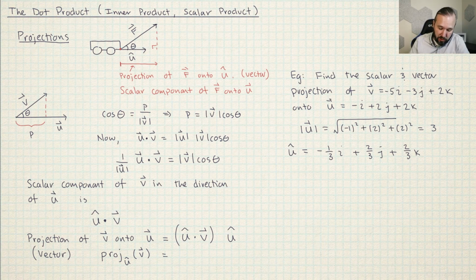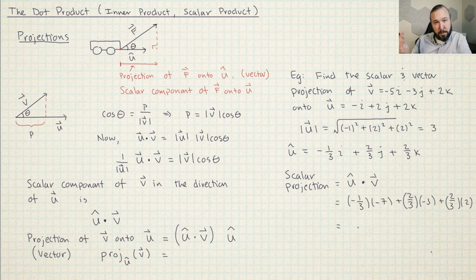And now all I need to do is find the dot product of u hat and v, and that will tell me the scalar projection of v onto u. Okay, so dot products are easy, right? I mean, I just multiply the components and add everything up here. I did it and I got 5/3. So the component of v in the direction of u was 5/3.